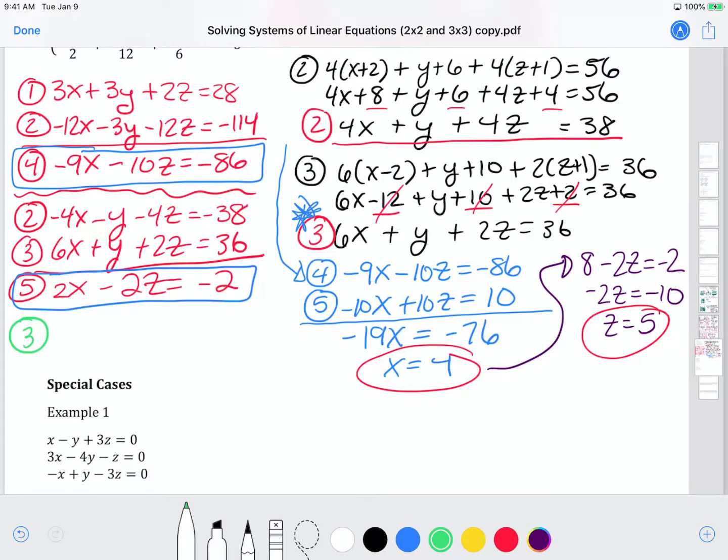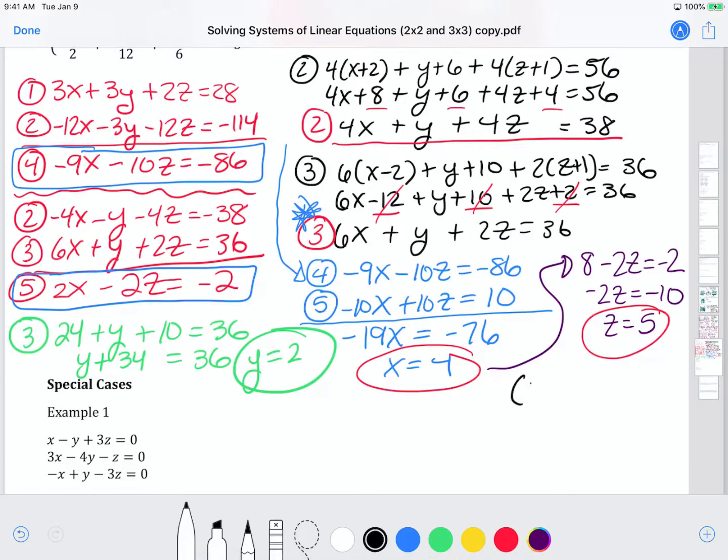I'm going to take 6 times 4, which is 24, plus y, plus 2 times z. z is 5, so 2 times 5 would be 10, is equal to 36. So I'm going to take 24 and 10. That gives me 34. So I have y plus 34 is equal to 36. And I'm going to subtract 34 from both sides. So I'm going to get y is 2. So my final answer as an ordered triple, my x would be first, then my y, then my z.